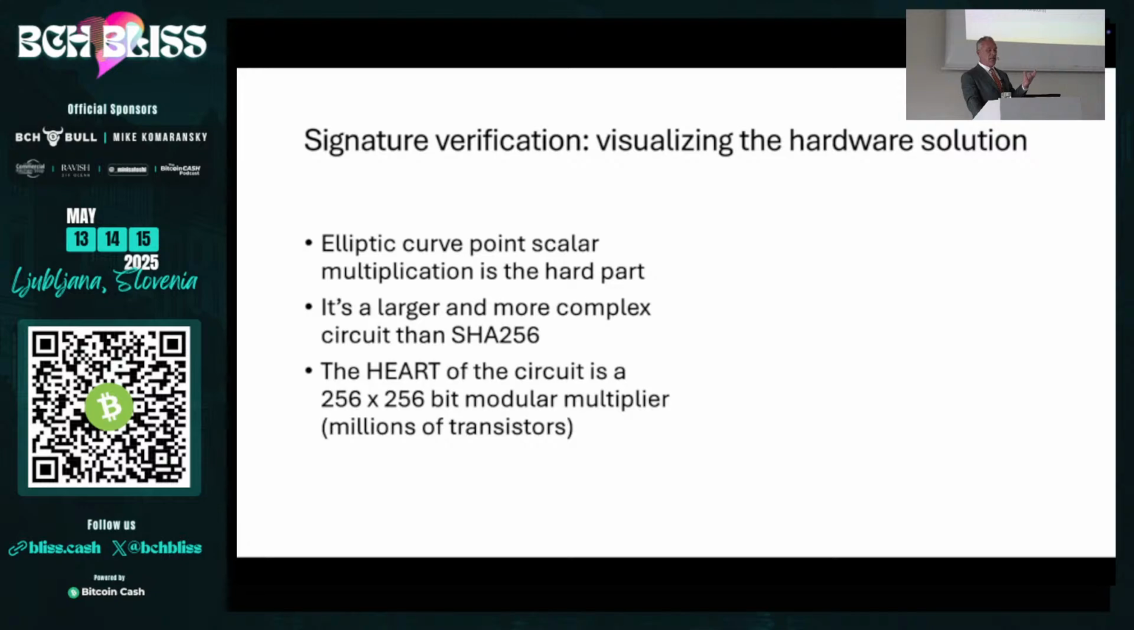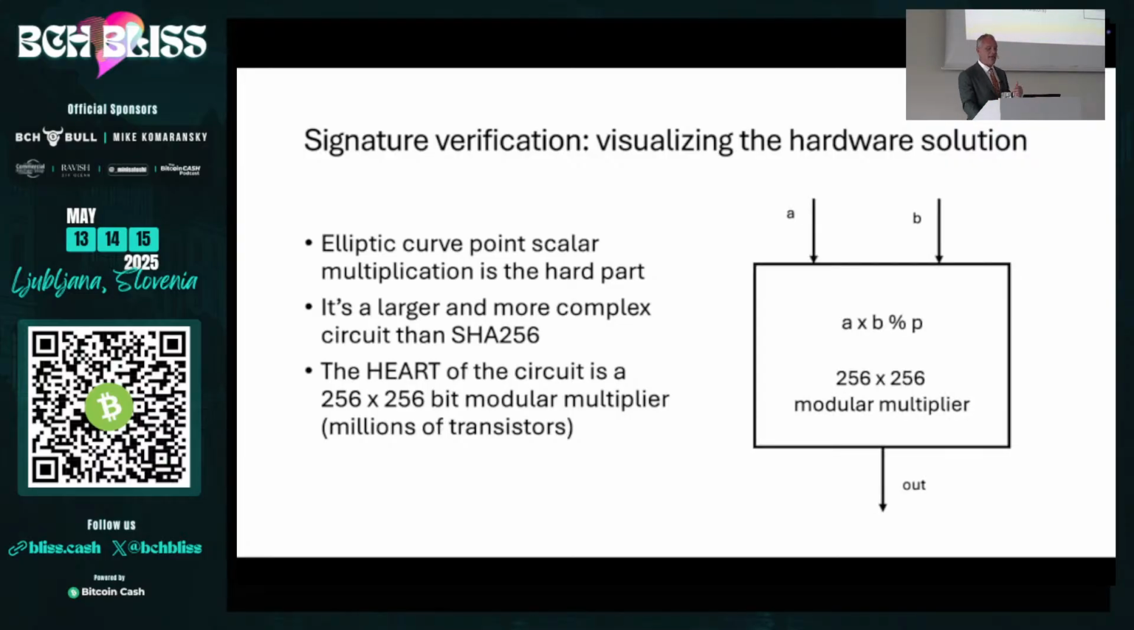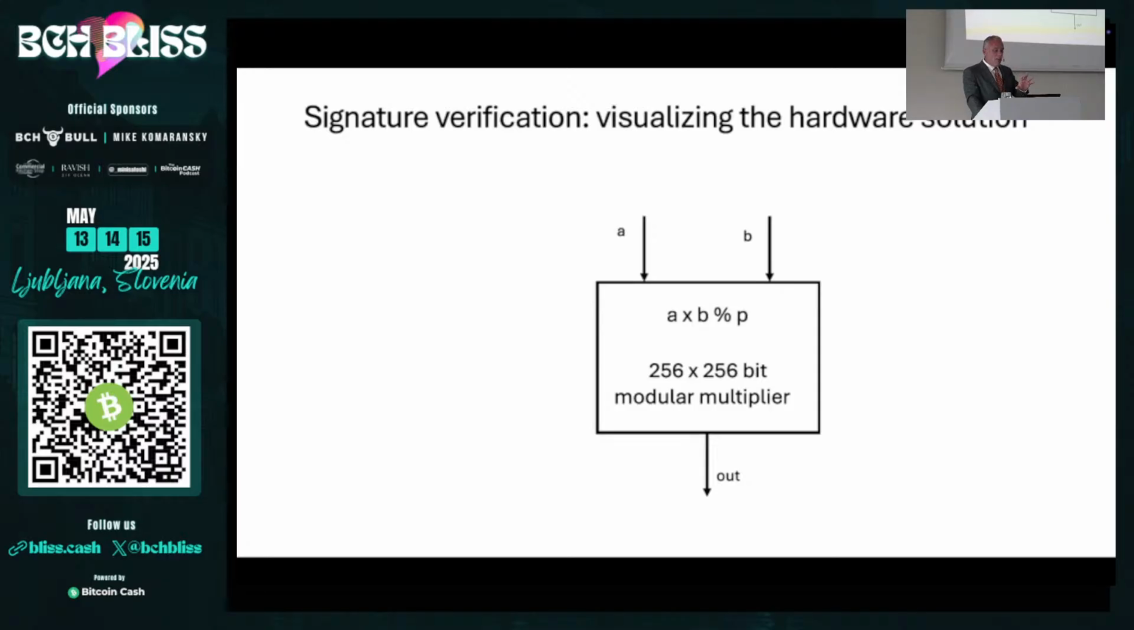But the heart of the circuit is very simple. It's just a ginormous 256 by 256-bit modular multiplier that's built with millions of transistors. So it just takes 2 numbers, A and B, multiplies them together, and returns the product modulo Bitcoin's special prime. So that's the heart of the verification circuit.